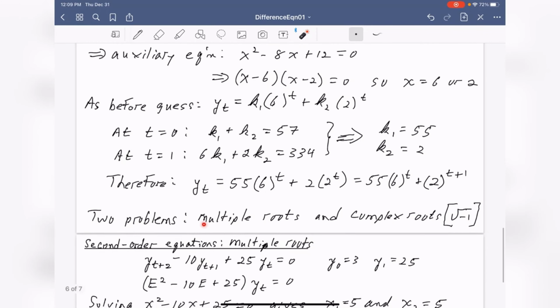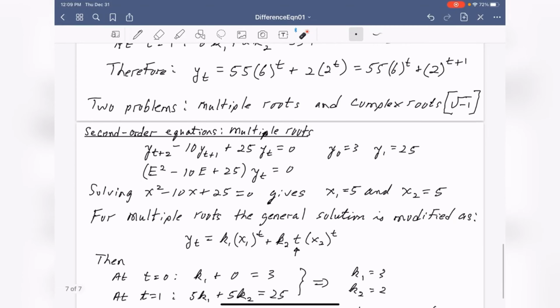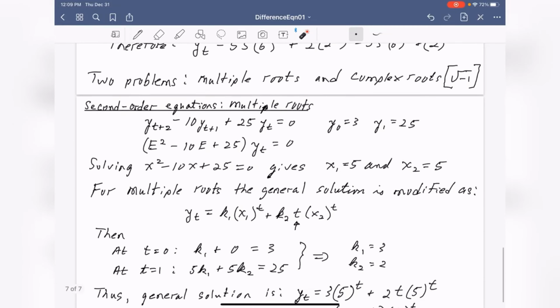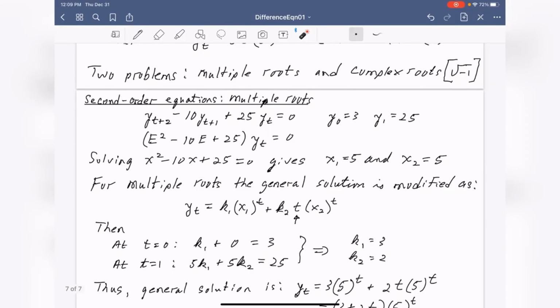Now, there are two complications here. One is if we have multiple roots, in other words, x1 equals x2, and second, if we have complex roots. So when you think of complex roots, think of the square root of -1, which gives us an imaginary number, as we'll see below.